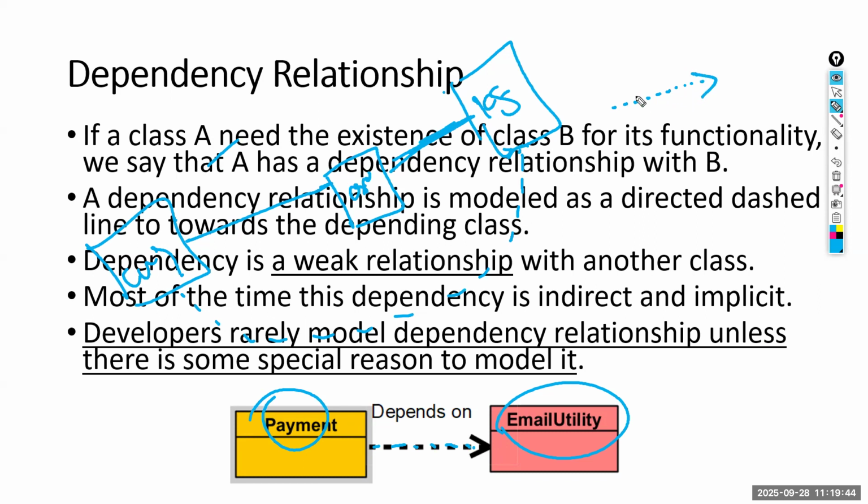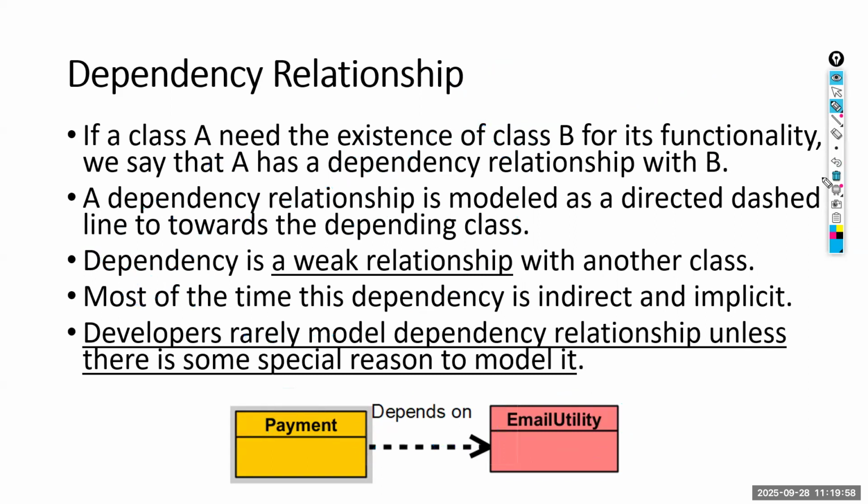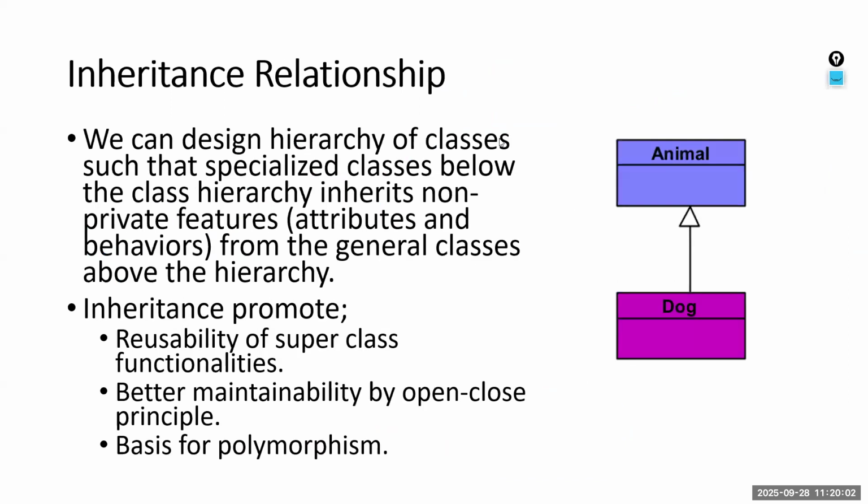And in reality, most of the time, a lot of classes depend on so many other classes. So therefore, most of the time you don't show dependency. But if you want to highlight a particular dependency as an important one, yes, you model it. Okay, you model it. Right. So this is the last one. Sorry, this is the last relationship between classes.